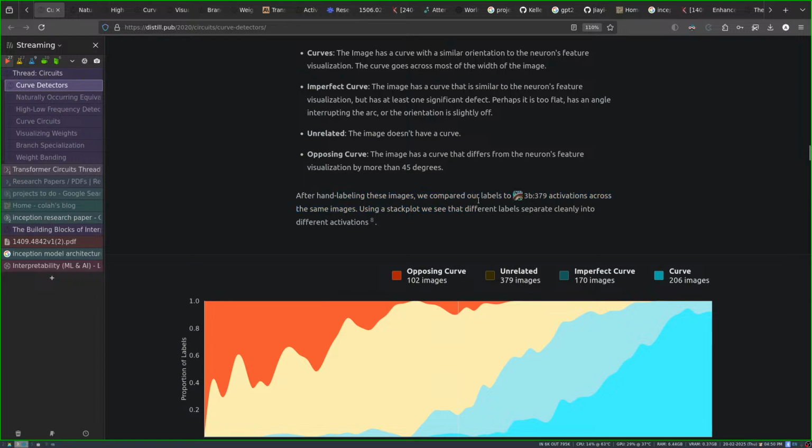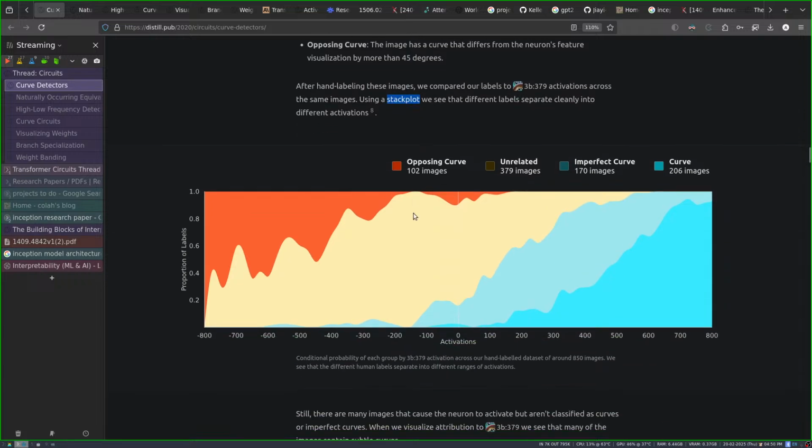We compare our label activation across the same images. Using a stack plot, we see the different labels separate cleanly into different activations.